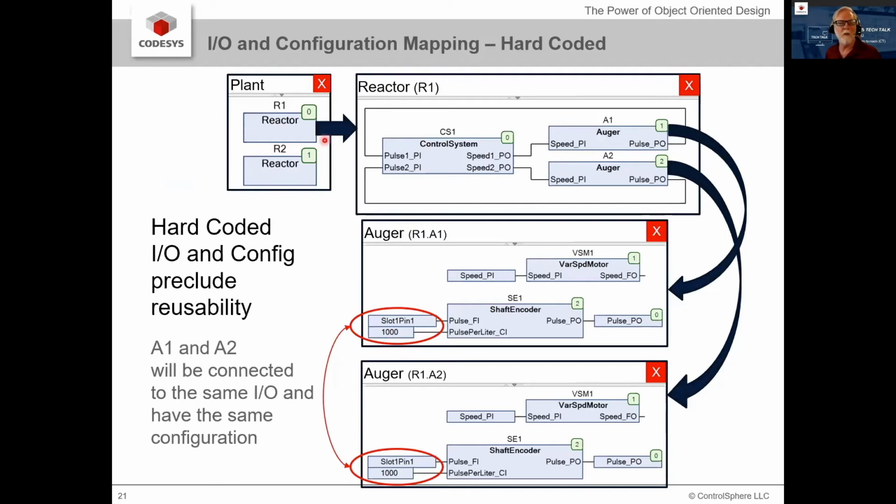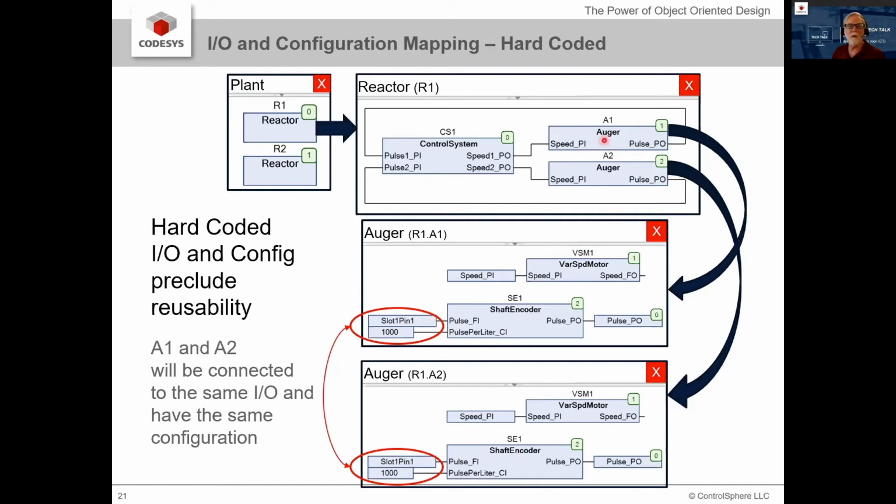So here, this is very similar to what you just saw. We have 2 reactors, reactor 1 and reactor 2. These are reusable objects. A reactor consists of a control system, and in this case, just 2 augers, auger 1 and auger 2. These are all reusable objects. An auger consists of a shaft encoder and a variable speed motor, okay? So now we actually have 2 reactors. Each reactor has 2 augers, so there's actually 4 augers, right?